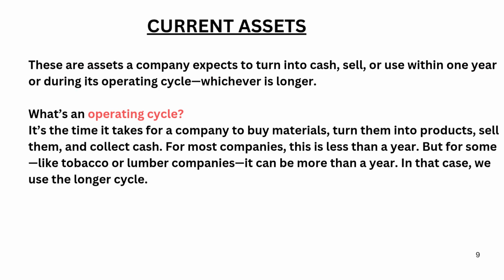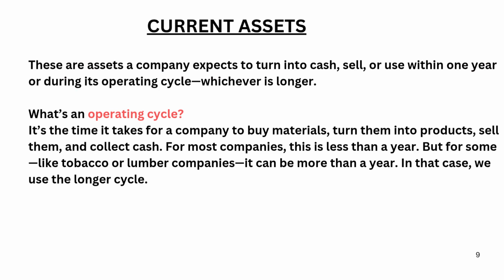For many businesses, like a clothing store or a bakery, this happens within a year. But for some businesses, like tobacco or lumber companies, the process takes more than a year, because the products take a long time to grow, process, and sell. In those cases, we use the longer operating cycle to define what counts as a current asset.